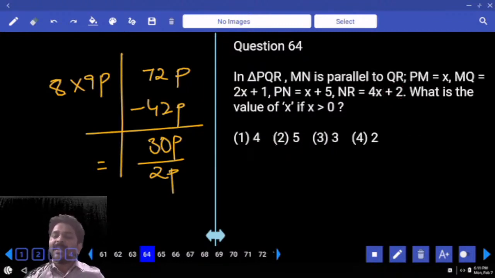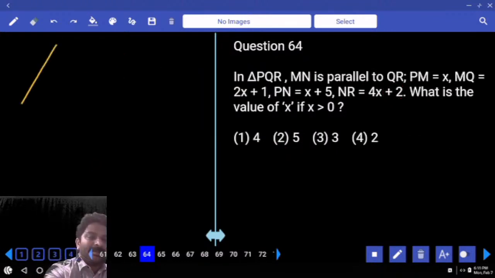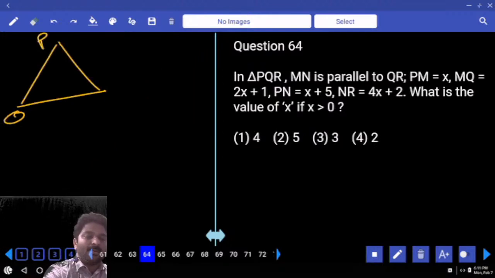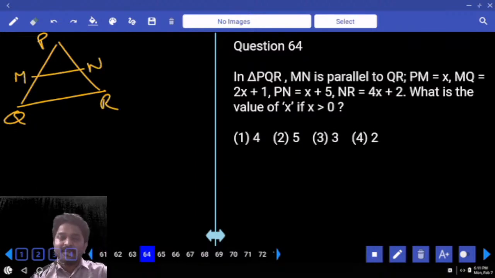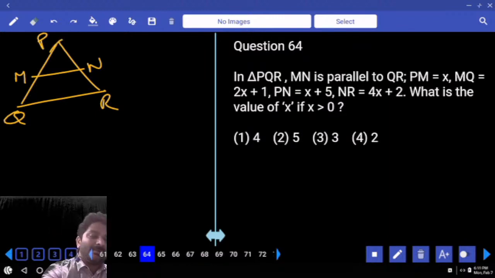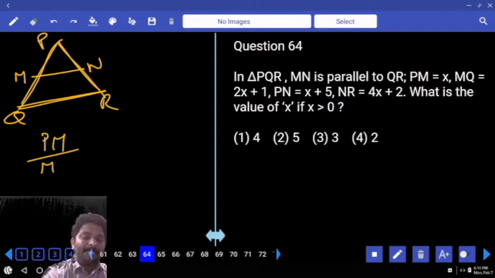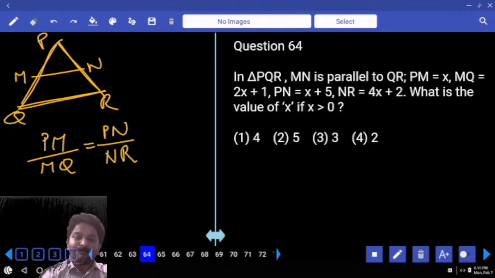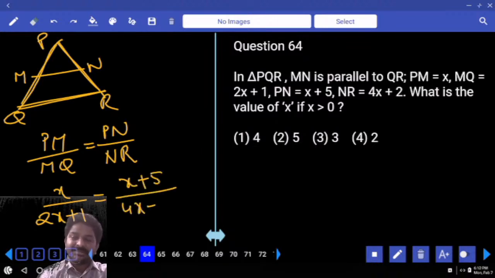In a triangle PQR, MN is parallel to QR. PM, MQ, PN, NR are given, and what is the value of X? So this is a similar triangle, right? Then PM by MQ must be equal to PN by NR. PM is X, MQ is 2x plus 1, PN is x plus 5, NR is 4x plus 2.